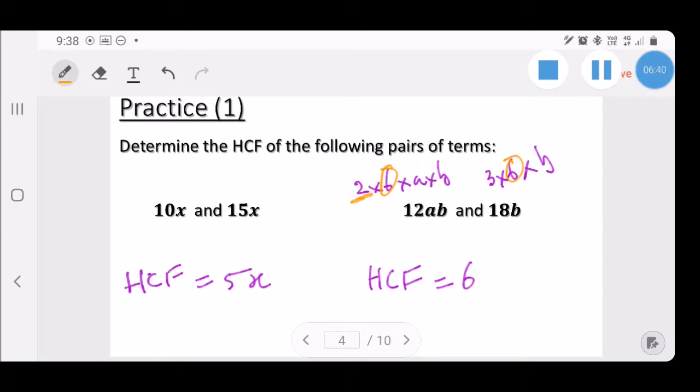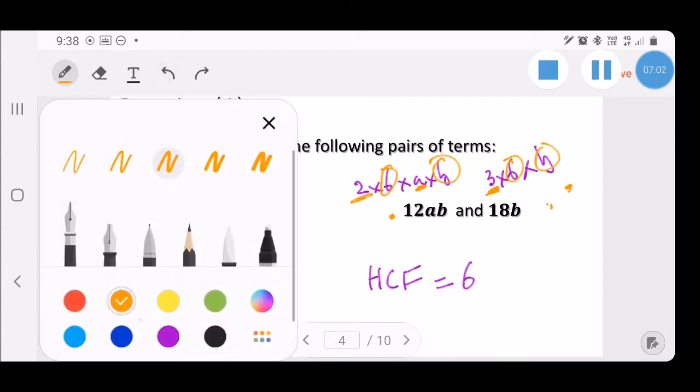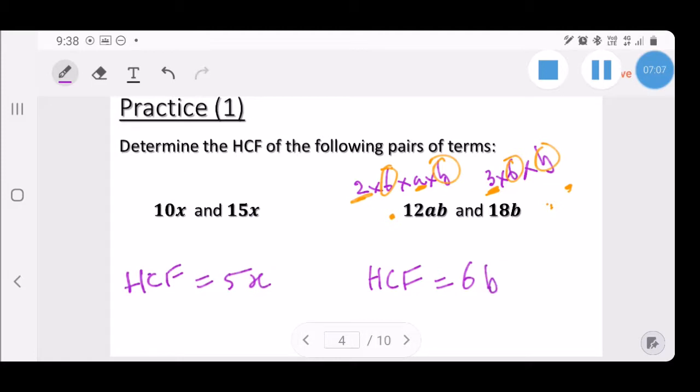Well, there's a 2 here, but there's no 2 on this side. There's a 3 here, but there's no 3 on this side. There's an a here, but there's no a on this side, but we do have a b on both sides, okay? So 6b. Have to make that purple. 6b, okay? So the highest common factor of 12ab and 18b is 6b.